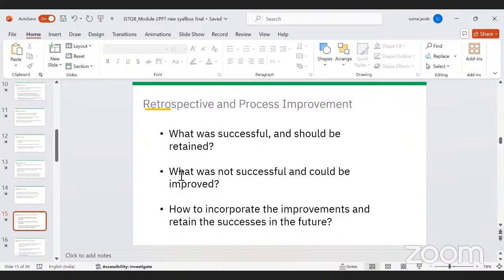Yeah. And the next topic is retrospective and process improvement. So this is one of the new topics which is being added in this new syllabus. So what is retrospective? There are different names by which different teams call it. Some call it post project meetings or project retrospectives. So there are different names. In general, it is retrospective.